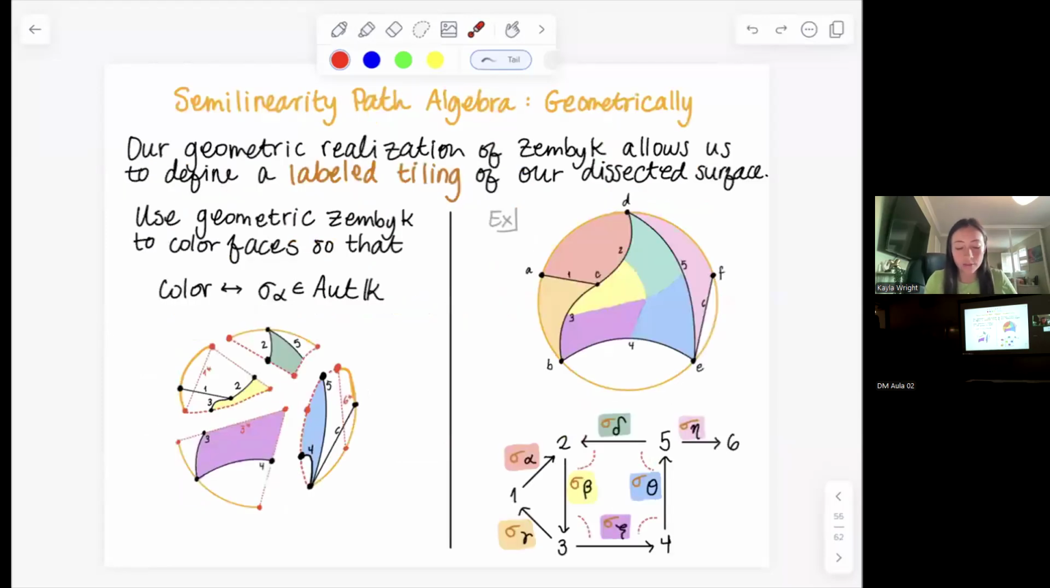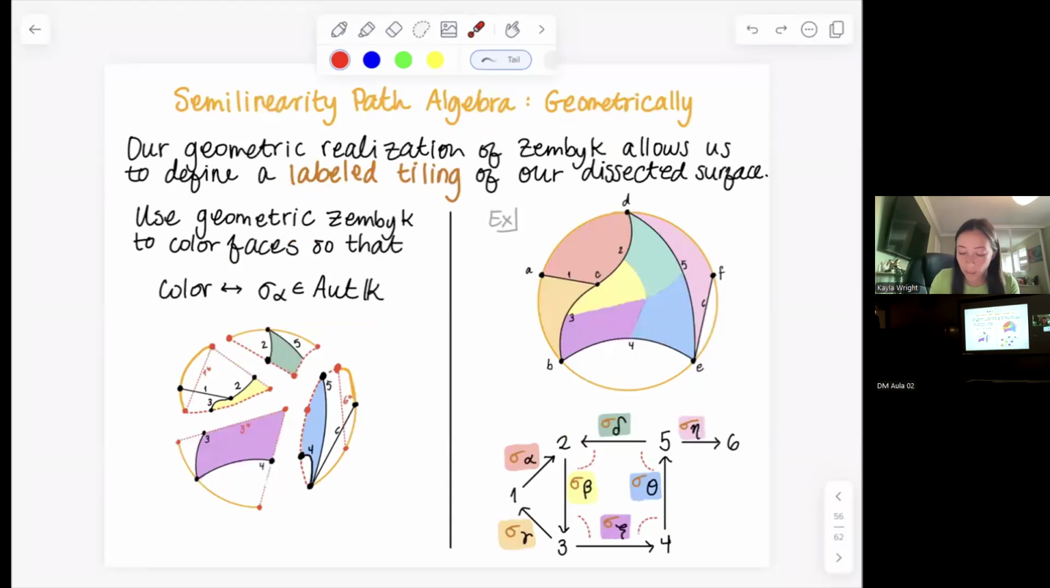So our geometric realization of this result allows us to define what we called a labeled tiling of our dissected surface. If we use this chopped up surface that I have on the left here, the idea is we are now allowed to look at this face in 4 different ways, looking at where we chopped along the dissection here. So the coloring of this partitioned face is going to allow us to label the automorphisms in some meaningful way topologically.